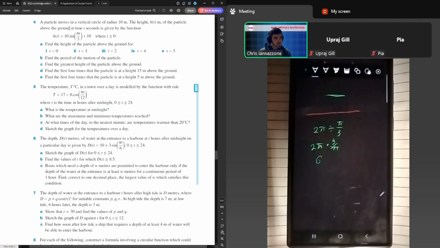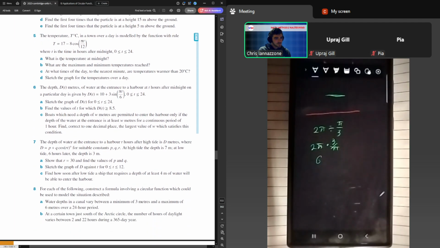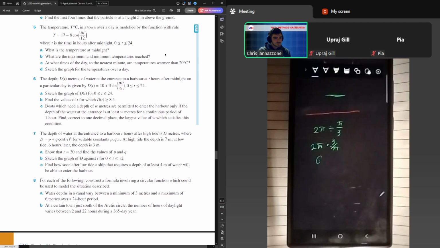So if you have a look back at the PDF, like greatest height of particle, you just look, what's the greatest height going to be? Middle value of 10, amplitude of 10, it's going to be 20. First 4 times a particle is at a height of 15 meters. You're told meters, you want time, so you plug in the meters and you solve for t. Same thing there. What is temperature at midnight? Temperature is the y value, midnight is a time value. So you plug in what you know and you solve for what you don't know. So you can see a lot of these are repetitive.